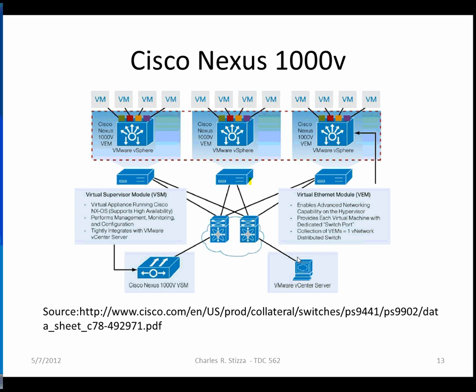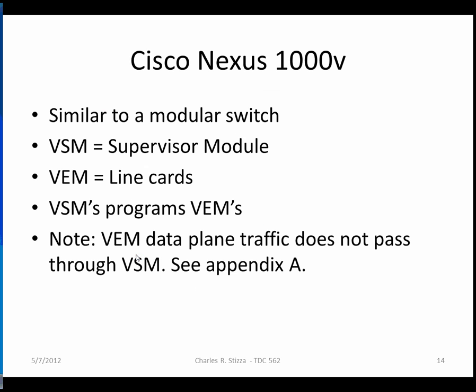The deployment looks something like this, where we have these things called VEMs, which are virtual Ethernet modules, and VSMs, which are virtual supervisor modules. So the 1000V is a bit of a modular switch model in the virtual world, where we have the supervisor module, which is a central place to program the VEMs, and this is where all of our programming takes place, and it pushes down the config to individual VEM modules.